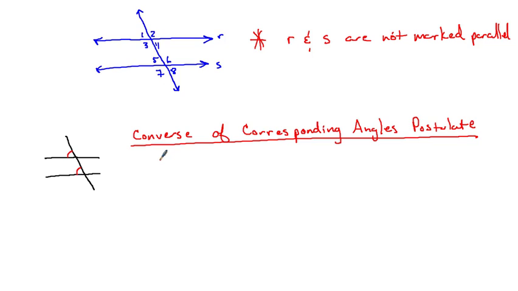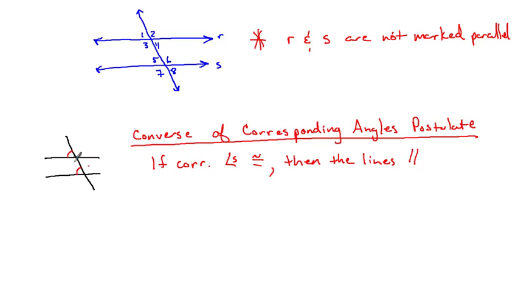So now, instead of saying if parallel lines are cut by a transversal, corresponding angles are congruent, we're going to say if corresponding angles are congruent, then the lines are parallel. Remember, we're going to start using our shorthand more. So if corresponding angles are congruent, then the lines are parallel.